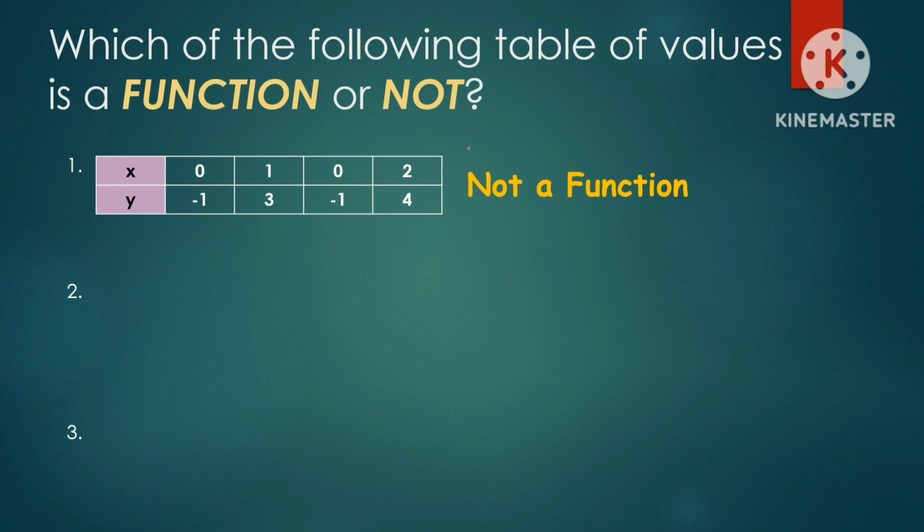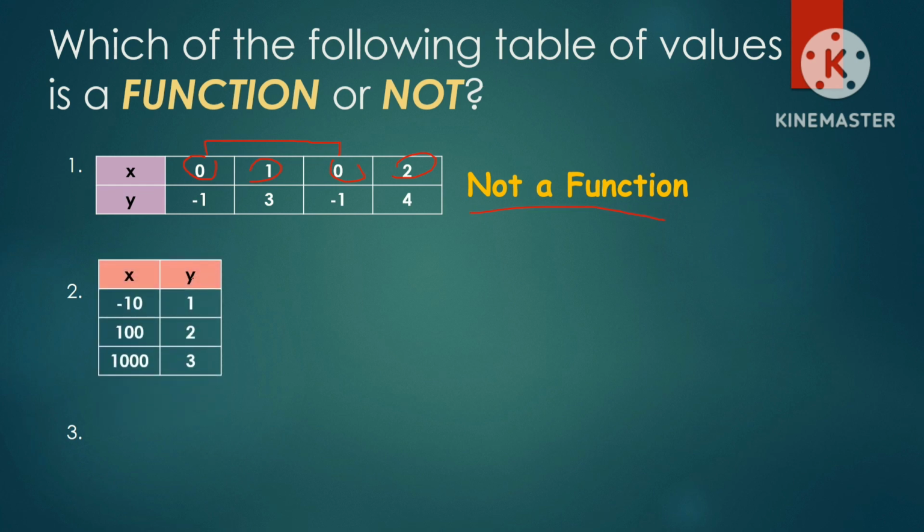Okay? So, again, if given ang table of values at kapag tinanong kayo kung function siya or hindi, simply look at the x values again. Kapag umuulit, then that is not a function. Pero kapag hindi, then that is a function. Now here, ang mga x values natin ay 0, 1, 0, 2. So as you can see, umulit siya yung 0 natin. So that is not a function.